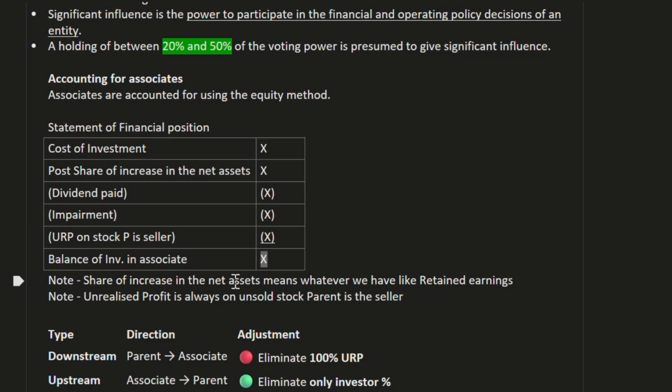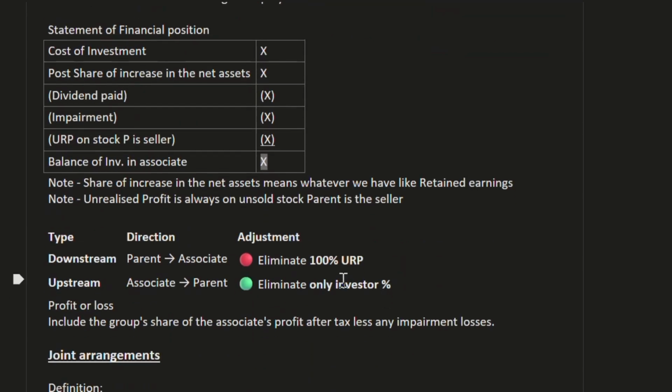Note: share of increase in the net assets means whatever we have, like retained earnings or post-acquisition profit. For example, we own 30%, so the company earns a profit of 100,000. So 30,000 will be our post-acquisition share of net assets. That is called post-acquisition increase in the net assets, also called profit. Unrealized profit is always on unsold stock where the parent is the seller. Okay, now let's understand how the parent is the seller.